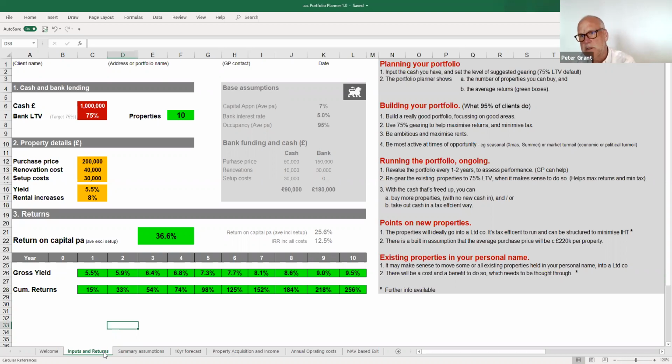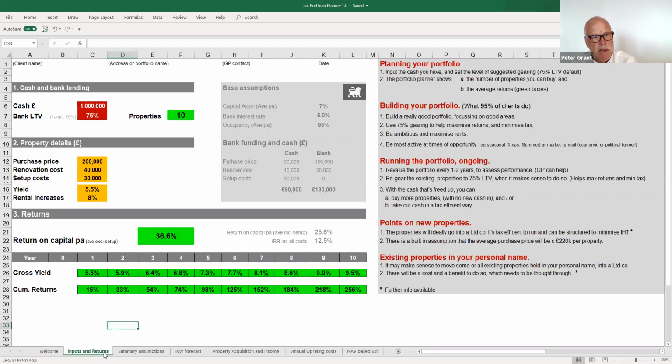We can reduce that down to £100,000. It's the same outcomes, it's just a different number of properties that you're able to buy, obviously. And then the yellow ones are the ones where you can model an individual property, so the average purchase price, the renovation costs, setup costs, the yield, and also the rental increases you anticipate having each year. It's pre-populated with the normal averages that we have as a business. So every property is different, but these are the sort of typical average numbers, as it were.